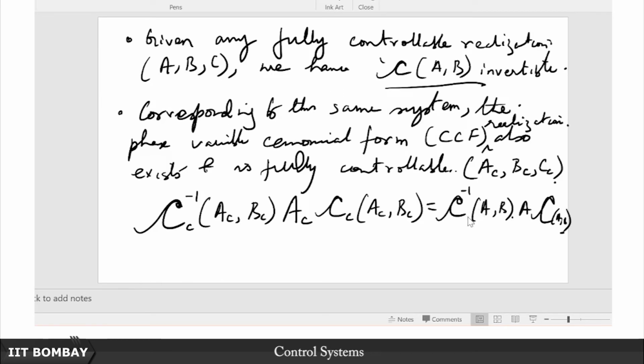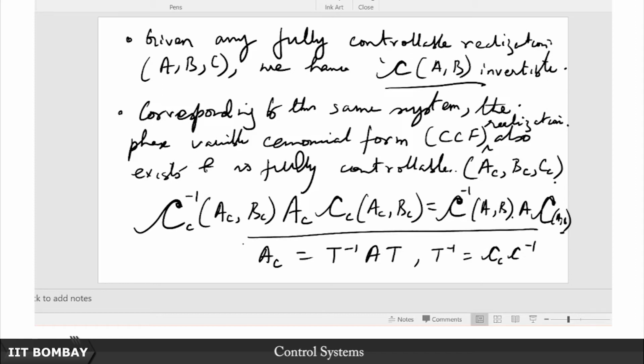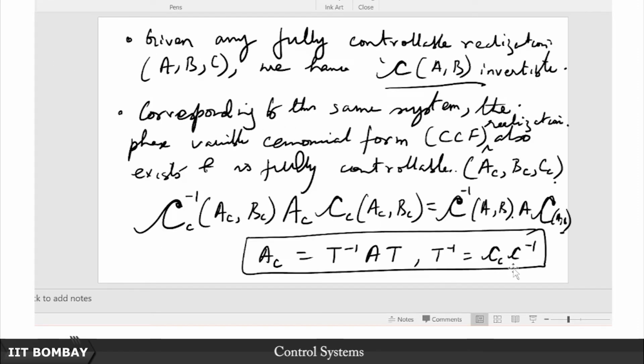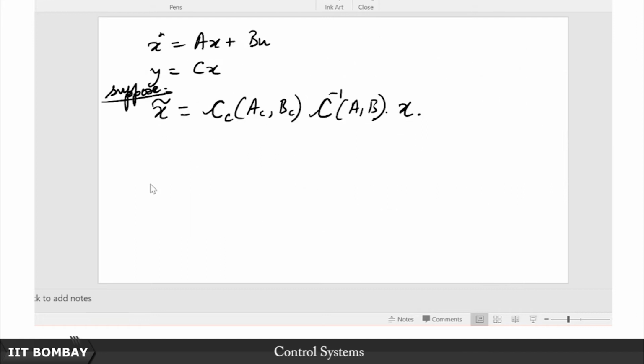For those of you who have paid attention and are very familiar with the idea of similarity transformation by now, you can immediately see what I am trying to do here. I am trying to basically get this AC to be written as some T inverse AT, where of course T inverse is equal to CC times C inverse. So that is my goal. I already know my T inverse, so I am redefining my state variable like this. So this is nothing but the T inverse that I have just defined here. That is what is going through my mind. Otherwise what I am doing here might at first glance appear to be like magic, but nothing like that.